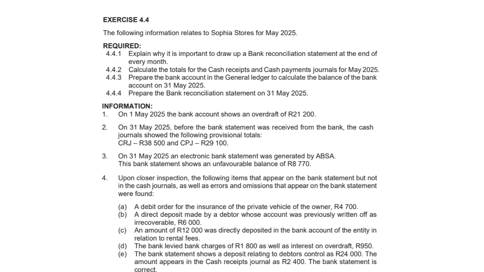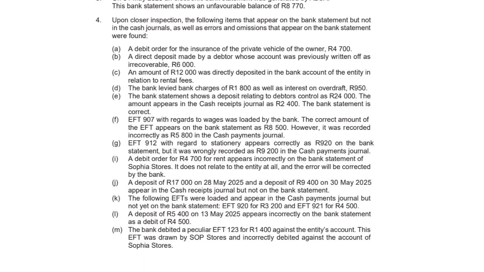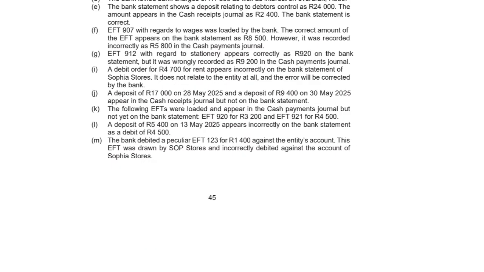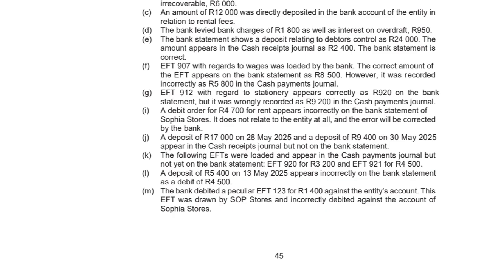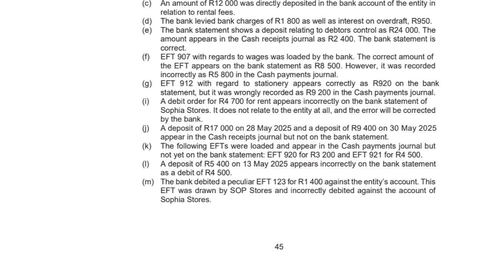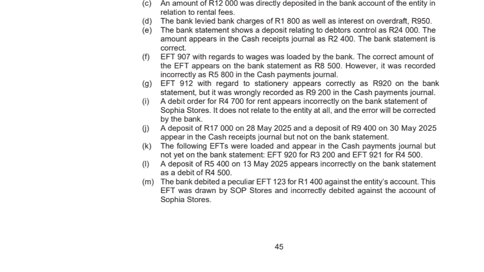Number 4, upon closer inspection, the following items that appear on the bank statement but not in the cash journals, as well as errors and omissions that appear on the bank statement, were found. A. A debit order for the insurance of the private vehicle of the owner, 4,700 rand. B. A direct deposit made by a debtor whose account was previously written off as irrecoverable, 6,000 rand. C. An amount of 12,000 rand was directly deposited in the bank account of the entity in relation to rental fees. D. The bank levied bank charges of 1,800 rand as well as interest on overdraft 950 rand.